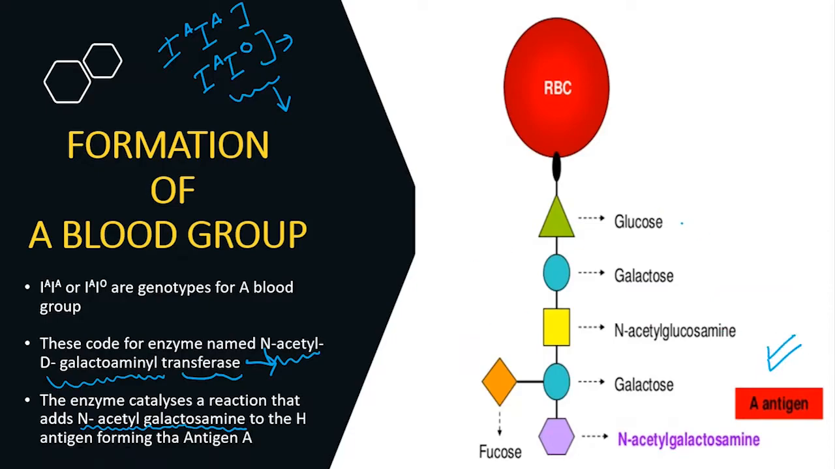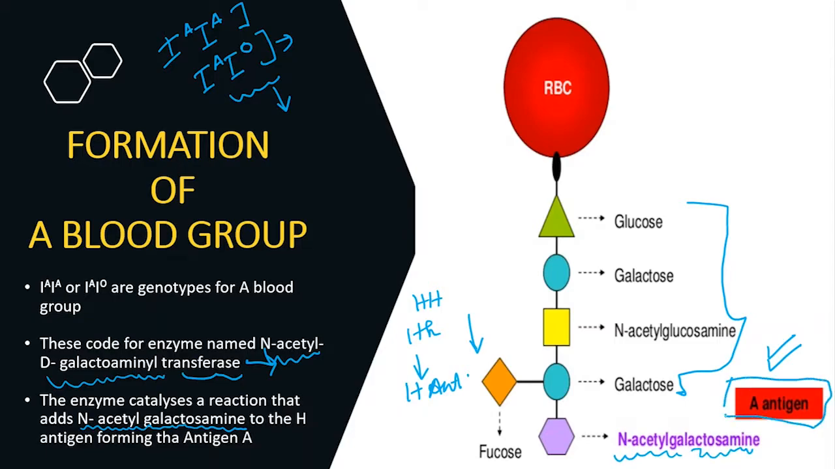As you can see in the image, this is the precursor molecule that we had studied about. This is the L-fucose, which is being added due to the presence of H gene, and it ultimately forms the H antigen, and to this N-acetyl galactosamine has been added to give rise to this A antigen, and when this structure gets added, we have the A blood group of the individual.